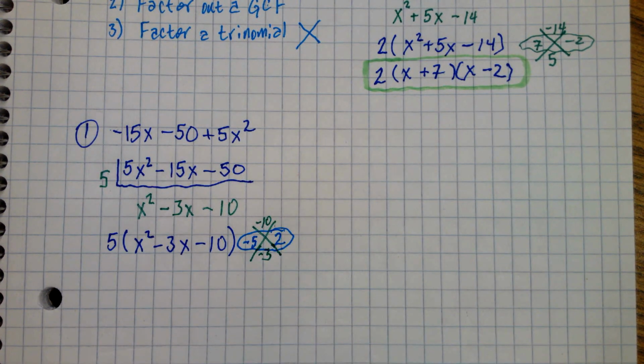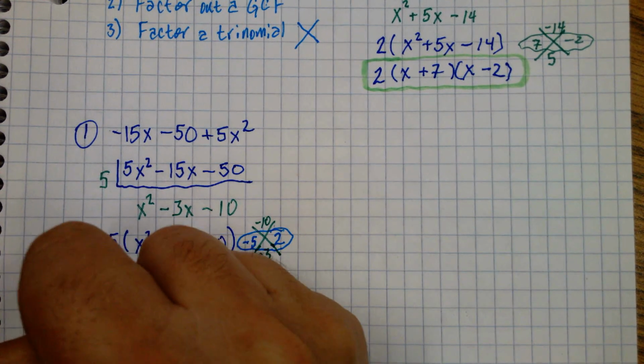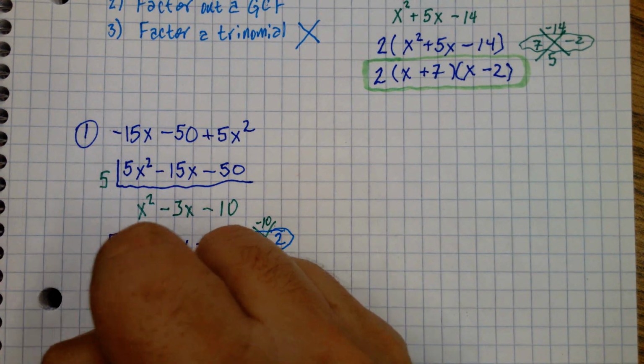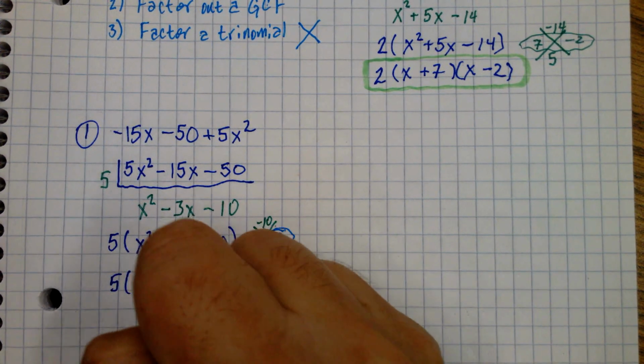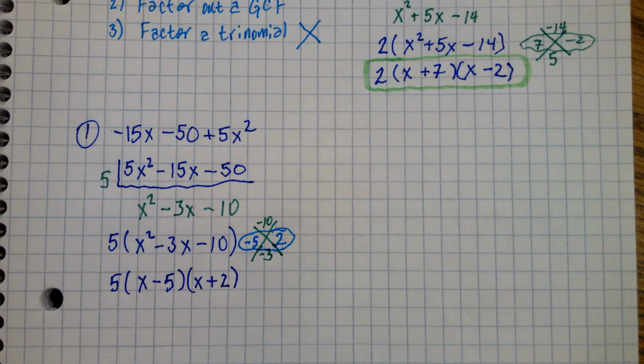Yeah, that works. So 5x minus 5 times x plus 2. Okay. How are we doing?